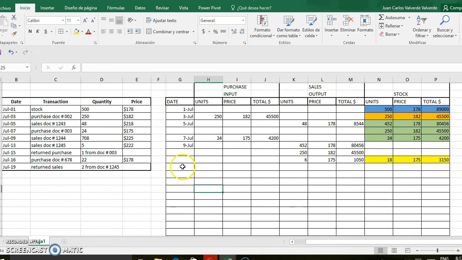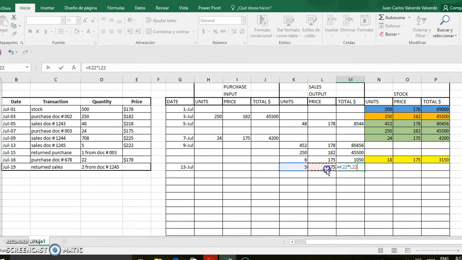All right. What about here? The next day, it says the 13th of July. It says sales. We sell 5. So this is the only stock that we have, so the only price that we have is 175. Okay. Remember that you do not pay attention to this price, 222. You just have to sell it at this price. Okay. So equals quantity times price.